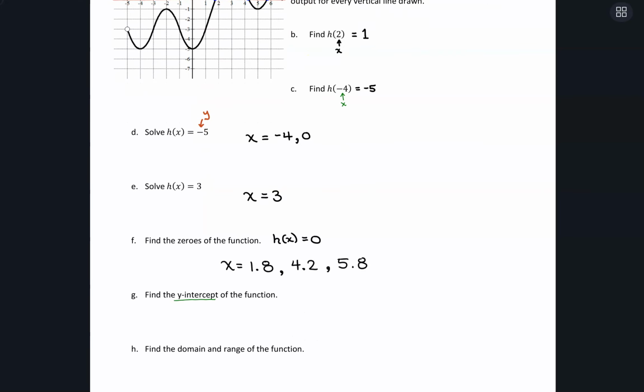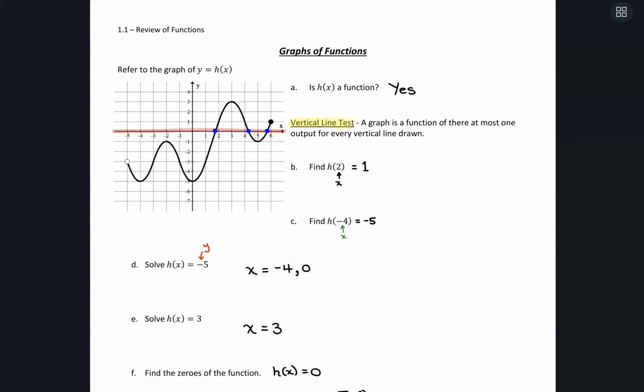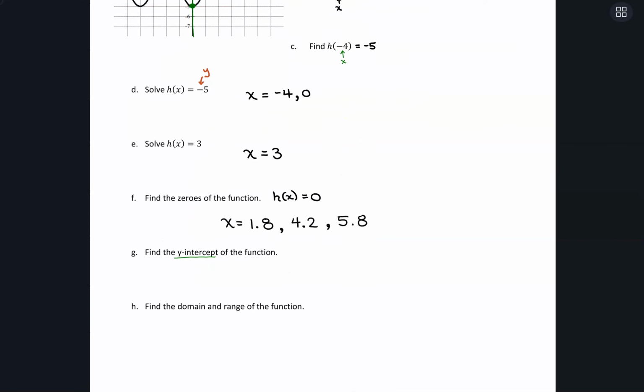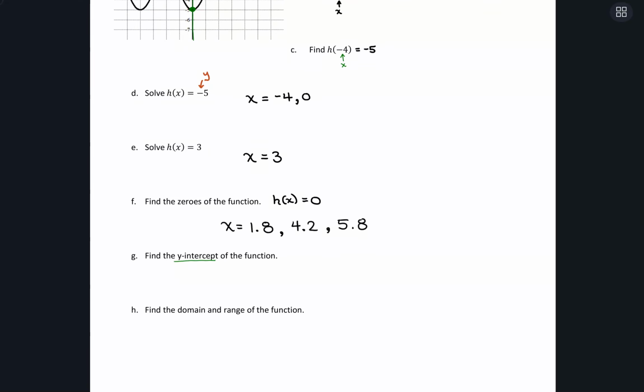For finding the y-intercept, we go to the y-axis and look for where we intersect with the y-axis, which is happening down at negative 5. So our y-intercept would be the coordinate where x is 0, output is negative 5.